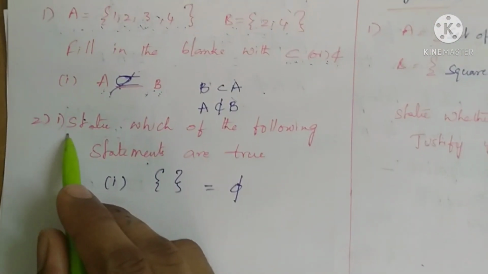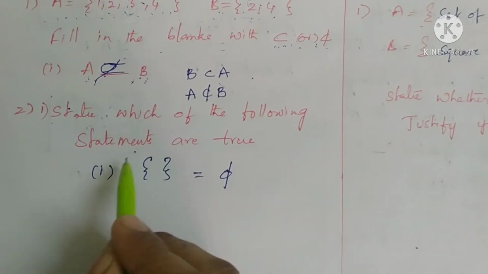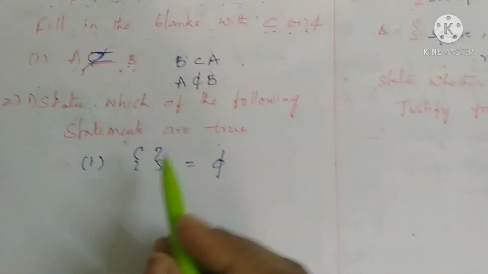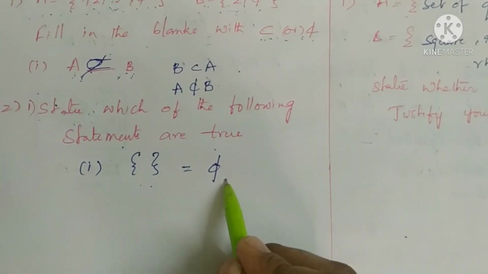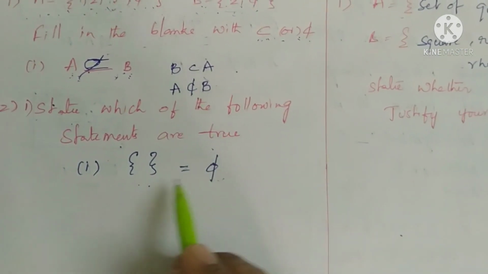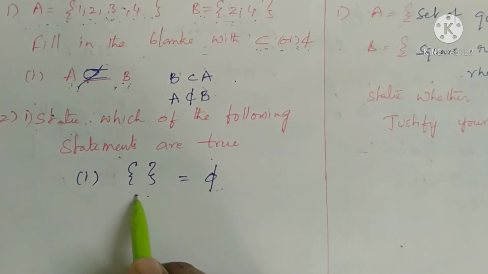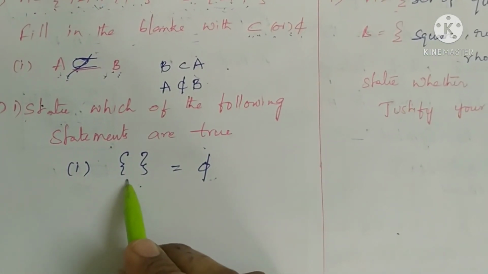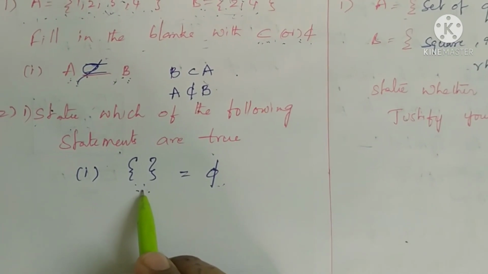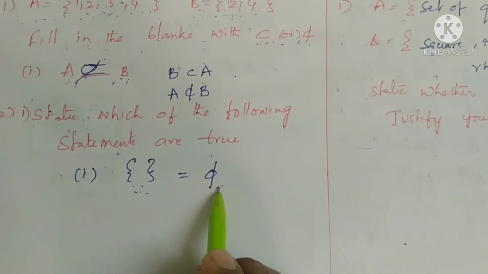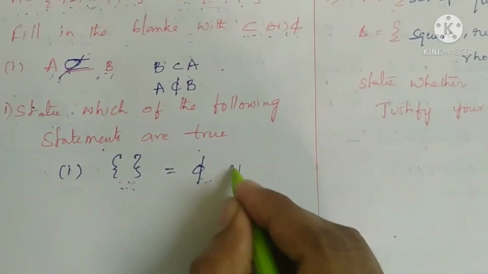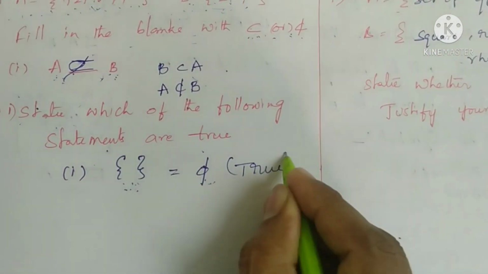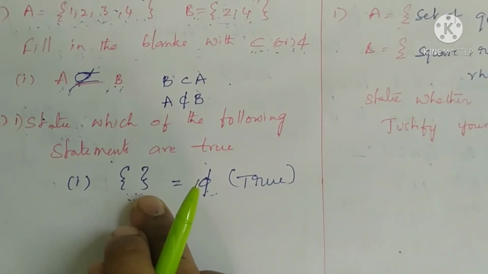Next question, Roman number 2, first one: state which of the following statements are true. So here the null set is denoted by the symbol empty brackets or phi. Both are equal. These are the symbols of the empty set. So here the first one is true. Why? Because it has empty brackets or phi. Both are equal. These are the symbols of the null set. It is true. The null set is also called the empty set, null set or void set.